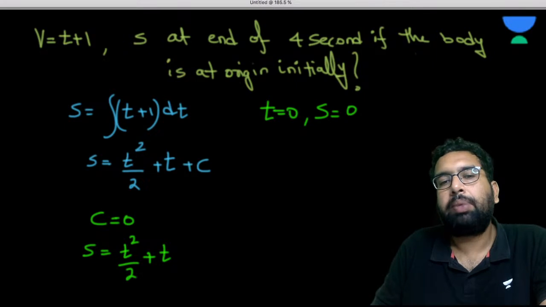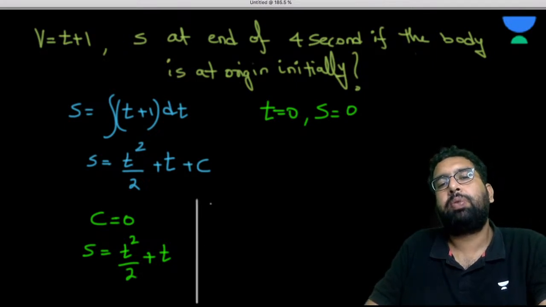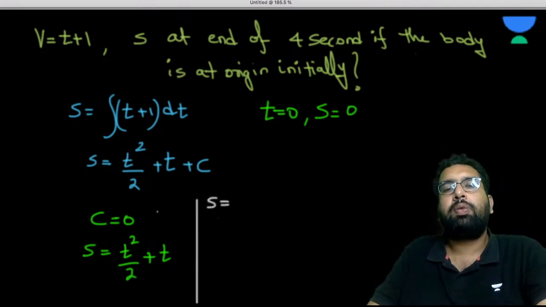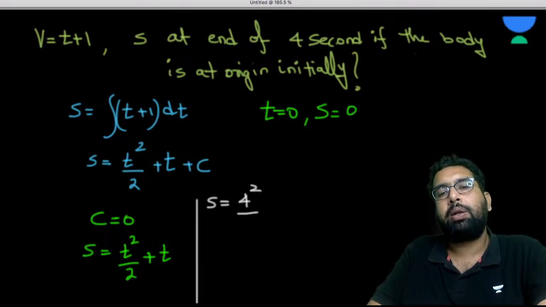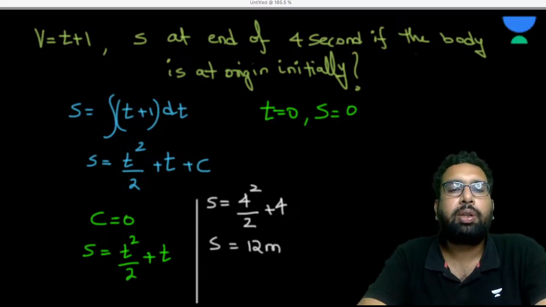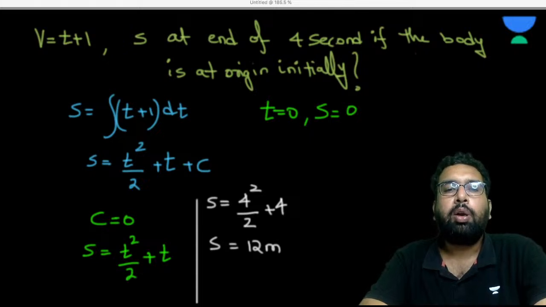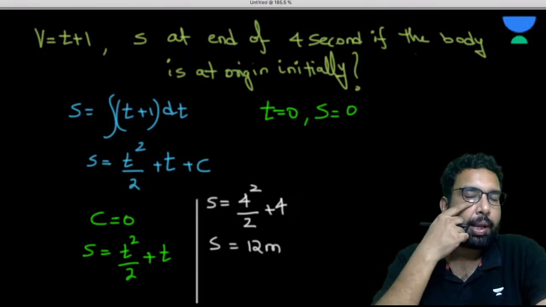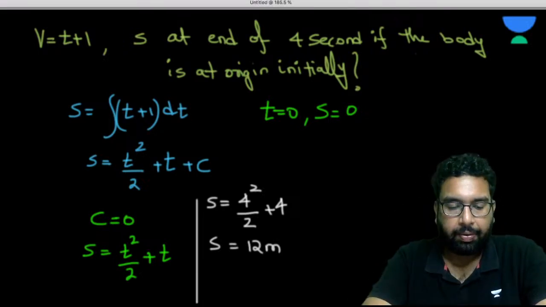So the displacement at the end of the 4th second: we can put the value of t here. This is going to be 4 square by 2 plus 4, so it is going to be 12 meters. What is the displacement at the end of the 4th second? It is going to be 12 meters. Understood? I hope it is fine to everyone.